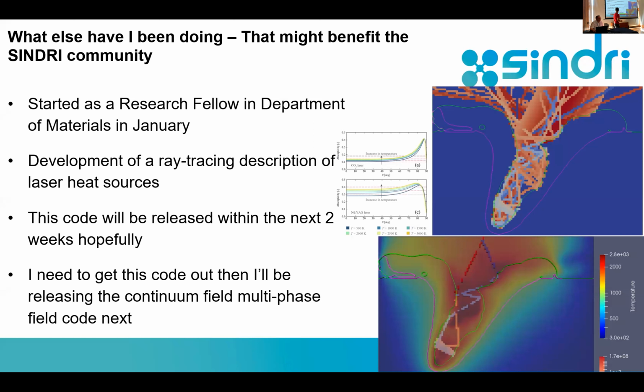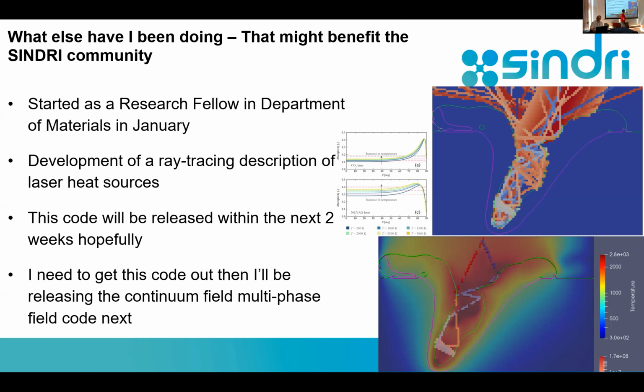Probably sounds weird when I say it like that. So we've got this ray tracing algorithm where we discretize the heat source and the angle that a packet of energy interacts with a substrate. That tells you how much is absorbed. So instead of having a Gaussian heat source description, you can really have fundamental parameters of the material and the laser wavelength.